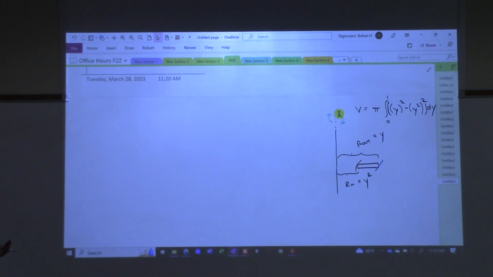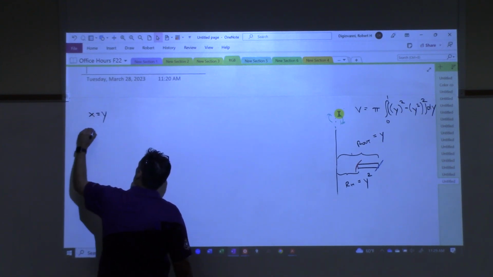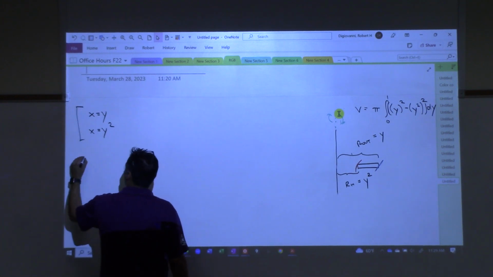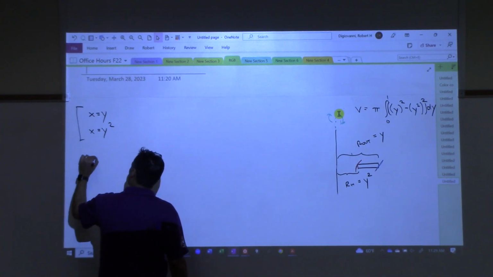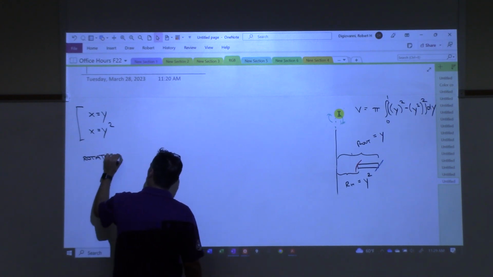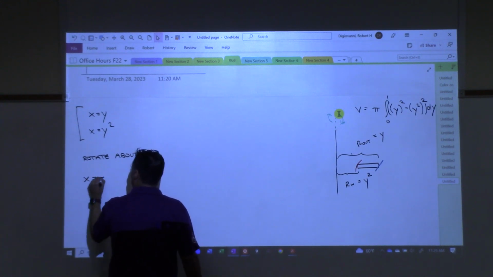So basically, everything we've done, we can now do with functions of y wrapping this way. Let's do the same region, but go around a different line. So it was x is y squared. This time, that's our region. This time, let's rotate about x equals, let's go with -2.